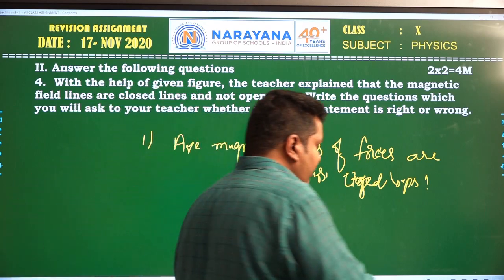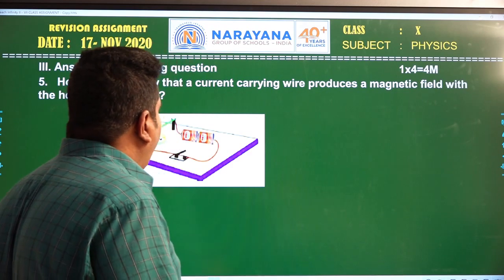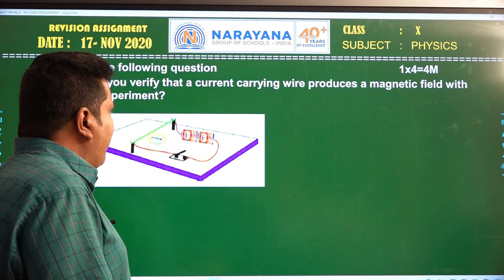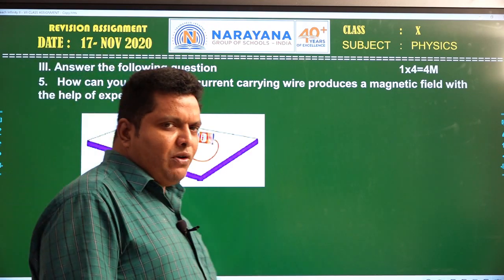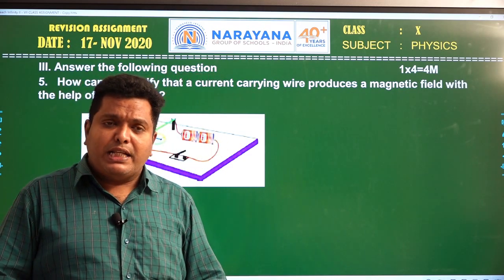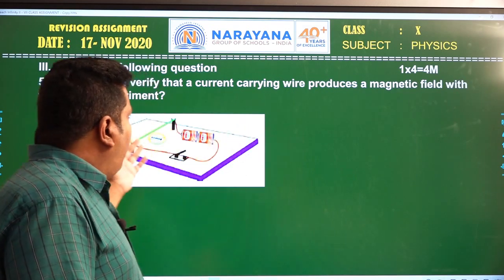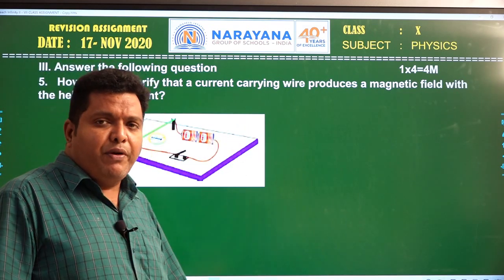Now let us see the next question. That is a very important question. How can you verify that a current carrying wire produces a magnetic field with the help of an experiment? This is also called the Oersted experiment, to find whether every current carrying wire may produce a magnetic field.